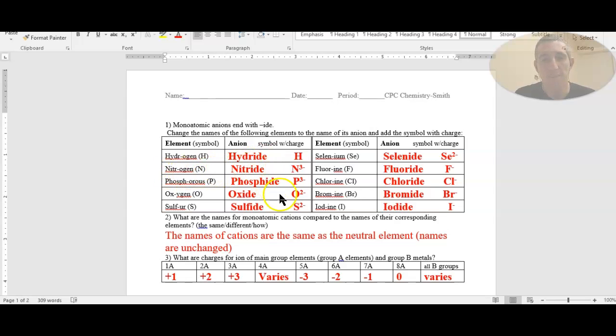Nitrogen becomes nitride. Phosphorus becomes phosphide. Oxygen, oxide. Sulfur, sulfide. Selenium becomes selenide. Fluorine becomes fluoride. Chlorine becomes chloride. Bromine becomes bromide. And we say that on purpose, the ENEs. Even though this is spelled I-N-E, we still pronounce it fluorine, chlorine, bromine, iodine. This way it's different from fluoride, chloride, bromide, iodide. So when it's said quickly, it's ENEs versus IDEs.